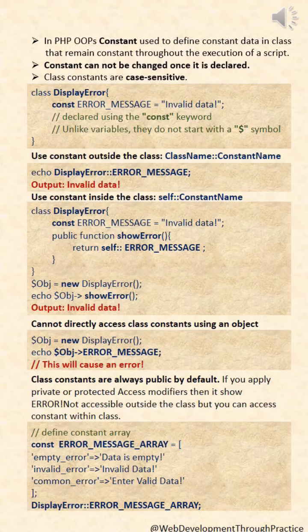In PHP OOPS, a constant is used to define constant data in a class that remains constant throughout the execution of a script. Once declared, a constant cannot be changed. Class constants are case sensitive.